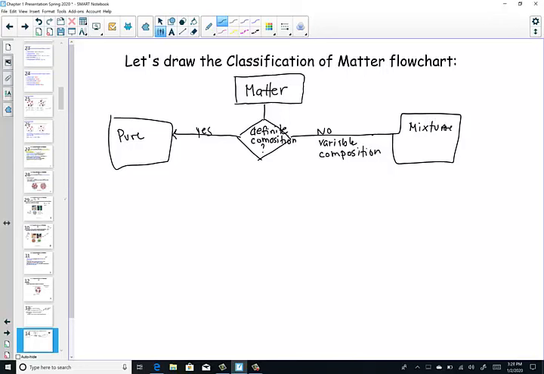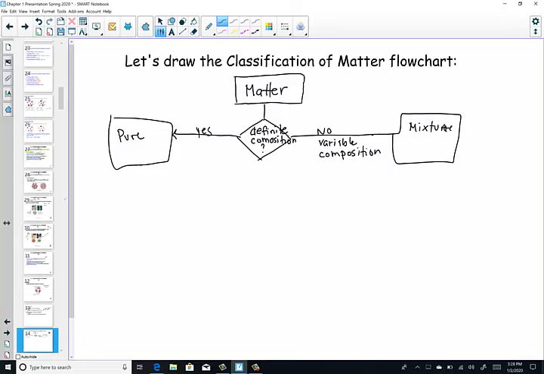My pen is writing funny. There we go. So matter, anything that occupies space and has mass. As we begin to classify it based on its composition, to examine what type of matter we have, we ask ourselves, does this matter have a definite composition? No matter where I take it from, is it always the same? If it's yes, it's pure matter. If it's no, it has a variable composition, and therefore it must be a mixture.